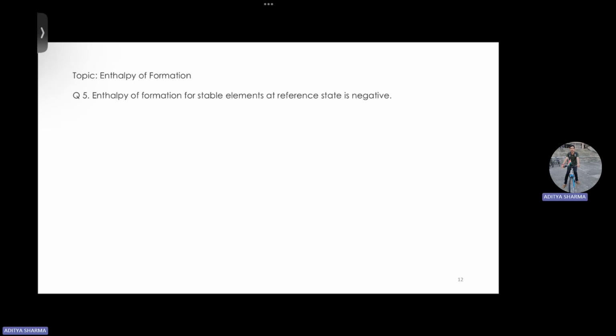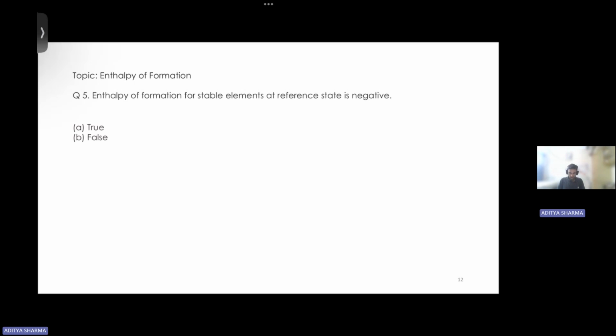Okay, so let's start with the remaining session. So this is question number 5. It says that the enthalpy of formation for stable elements at reference state is negative. Whether this is true or false. We can try to answer this.